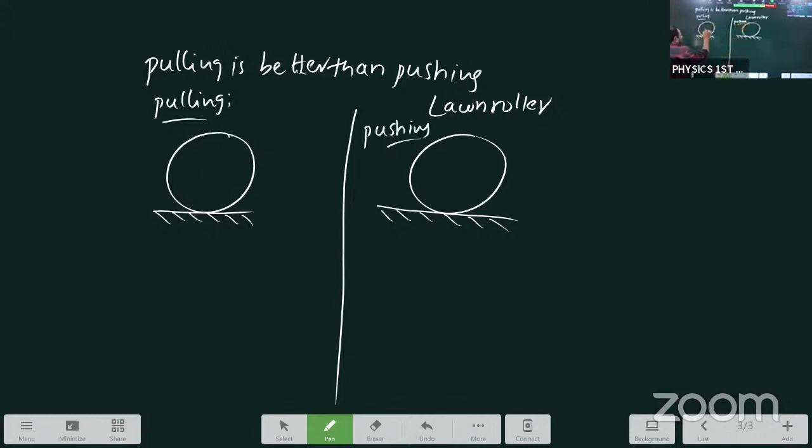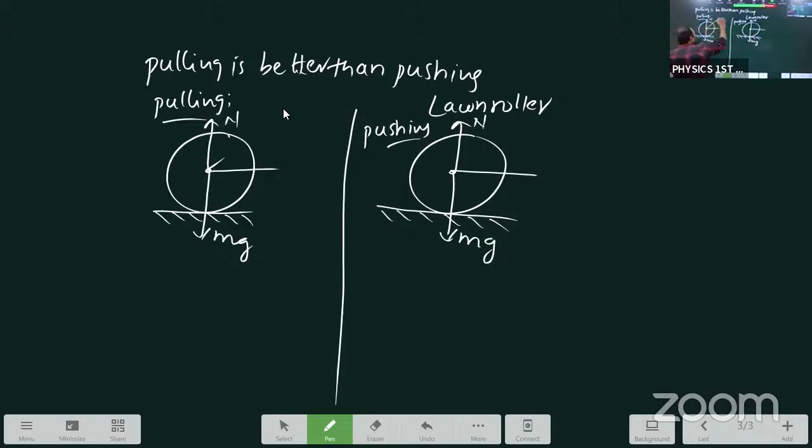See here, mg, N. Here you keep the same. N, mg, cos theta term, student. Pull, take like this. Theta, F divided into two components. F sin theta. Pulling means it comes upward, student. What about pushing? Theta. F cos theta. F sin theta.